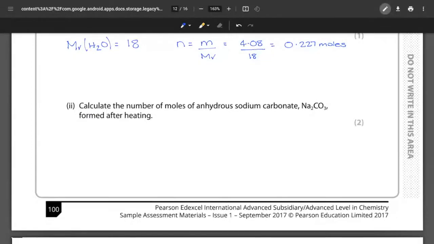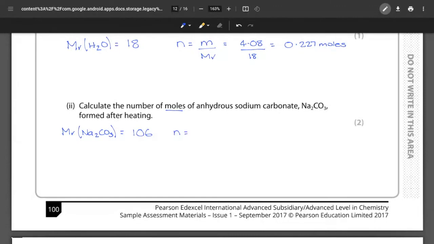For part 2, we want to calculate again the number of moles, this time of the anhydrous sodium carbonate formed after the heating. So we're going to again get our MR of Na2CO3, and you of course have a data book, you have a periodic table, and you're just going to look up the different atomic masses and do the multiplication, and you will get a mass of 106 grams per mole.